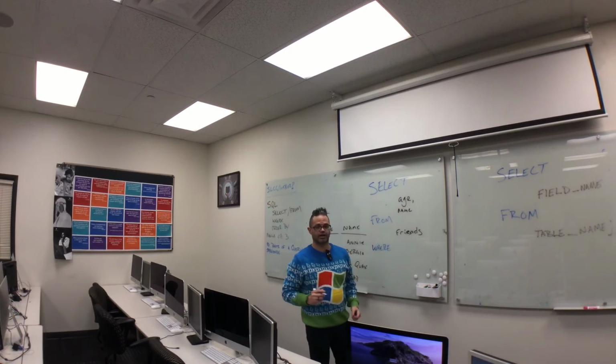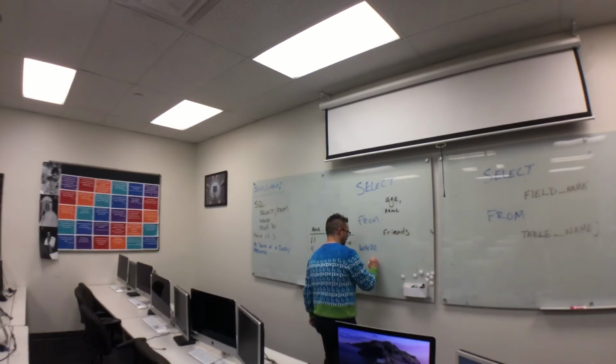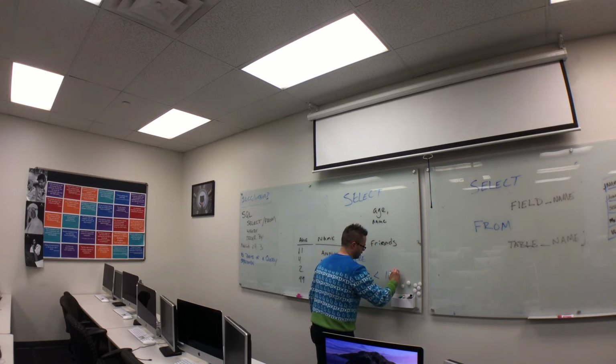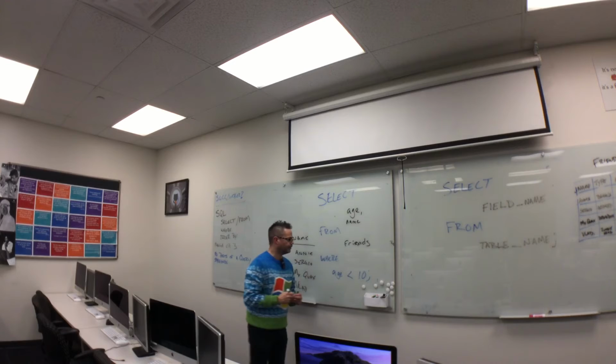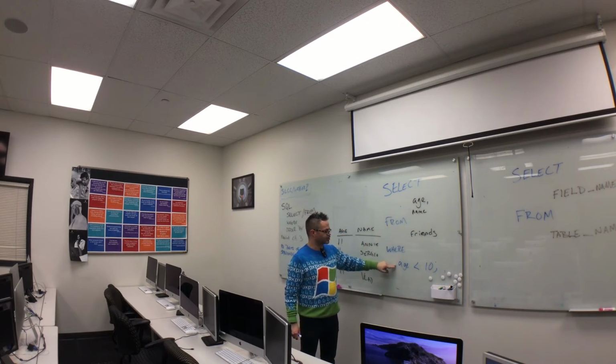I want to use my age field, and I want to specify that it has to be less than, in this case, 10. So age less than 10. And of course, I'll end my statement with a semicolon. So: select age, name from friends where age is less than 10.